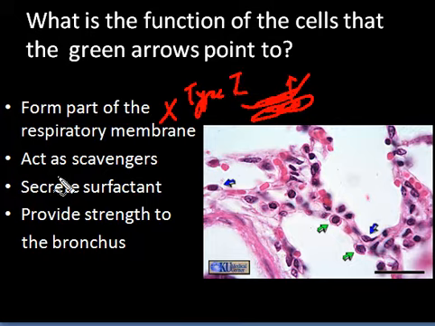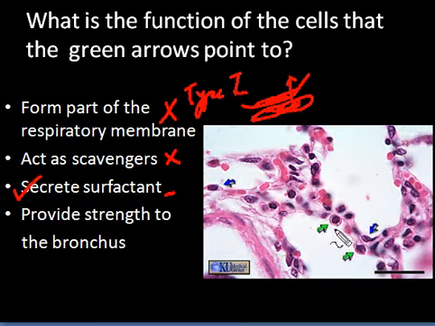The second statement is act as scavengers. It's not that either, because those are dust cells which act as scavengers, and you'll find them wandering inside the alveolus, and if you go to the websites I ask you to go to, you will find these cells. Third, secrete surfactant. Now in the cells which are seen in the alveolus, you have three main types of cells. One are the type 1, which are these squamous cells. Then you have the dust cells, which is not this, and the third is the type 2 cells, and those secrete surfactant.